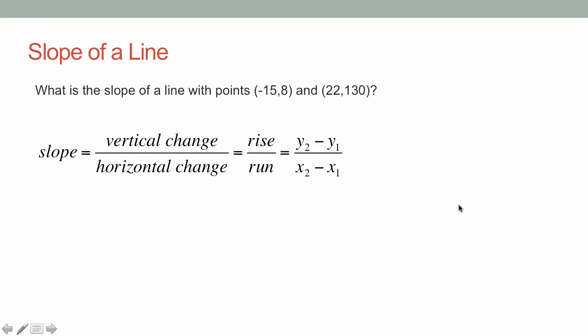Let's take another example. What if I don't have a graph? What if I just simply have 2 points? So what is the slope of a line with the points negative 15 and 8 and the points 22 and 130? Well, we have this idea of vertical and horizontal change, but we can think about it more with what's happening with my x and y values. Change is simply found by what's different. Let's subtract my two values. So here we got an x value of negative 15 and a y value in the first point of 8. In my second point, I have an x value of 22 and a y value of 130.